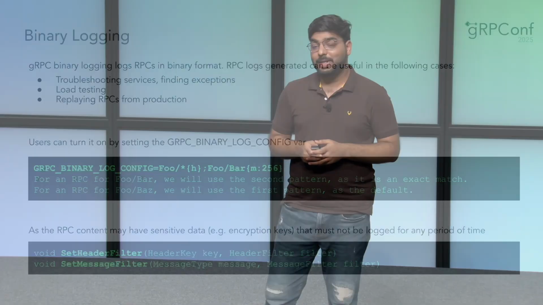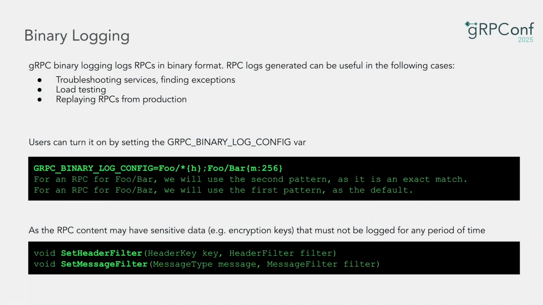Let's talk about a really handy tool in our toolkit, gRPC binary logging. At its core, it's a feature that lets you record your RPCs in a binary format. This is super useful for a few key reasons. First, it's really useful for troubleshooting. When you're trying to debug a tricky issue, these logs give you a perfect record of the requests, responses, and statuses, helping you find the root cause of a problem.